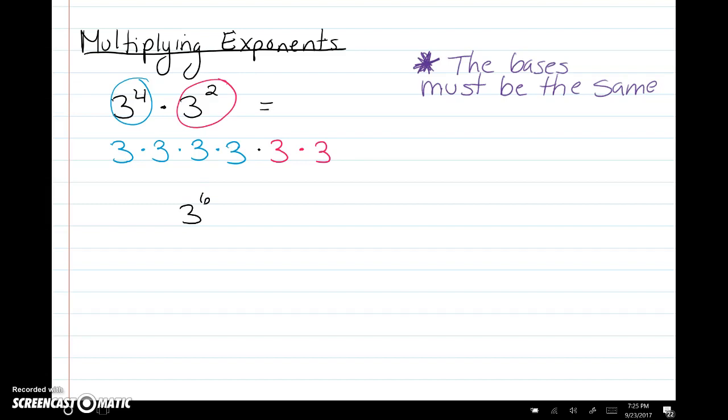So if we look back at our original example here, 3 to the 4th times 3 to the 2nd is 3 to the 6th. 4 plus 2 equals 6. So when we have multiplication of exponents with the same base, all we have to do is add the exponents. Let's look at another problem.